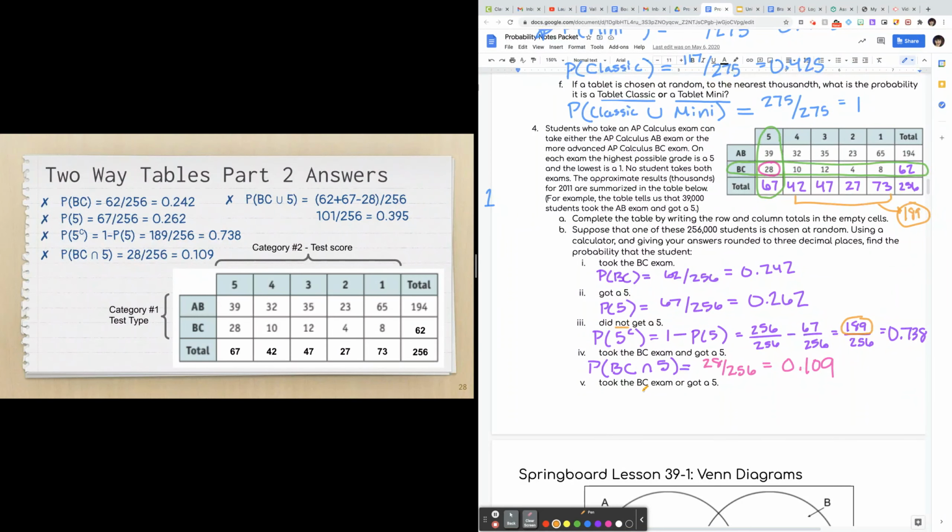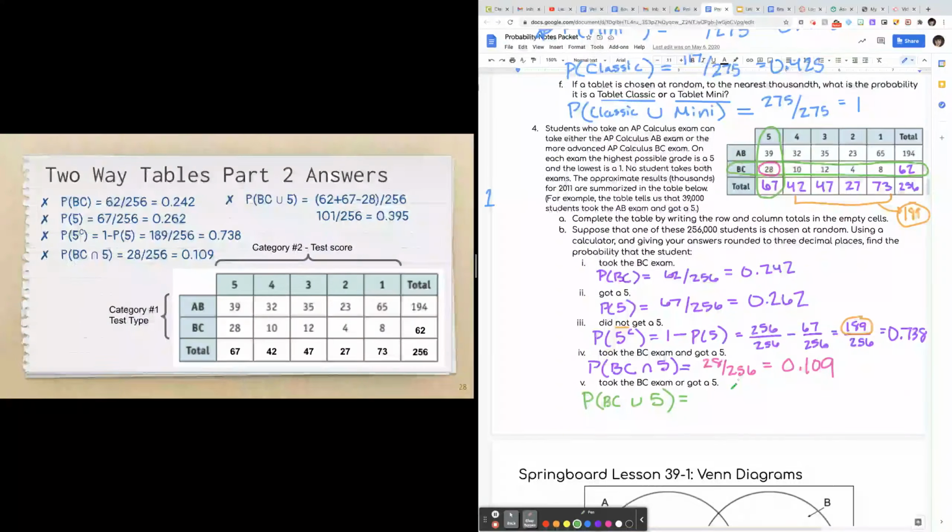All right. Now the last one is a little bit tricky because you may have gotten part of it, but you may have forgotten a step here. Okay. So here I'm trying to find the probability that someone took the BC exam or they got a 5, right? So in the last one, what we did to figure that out is we just added the totals in the two individual categories, right? And we were able to do that because they were mutually exclusive, right? But here's the issue, right? If I just add the totals in both of those categories. So let's say I did that, right?